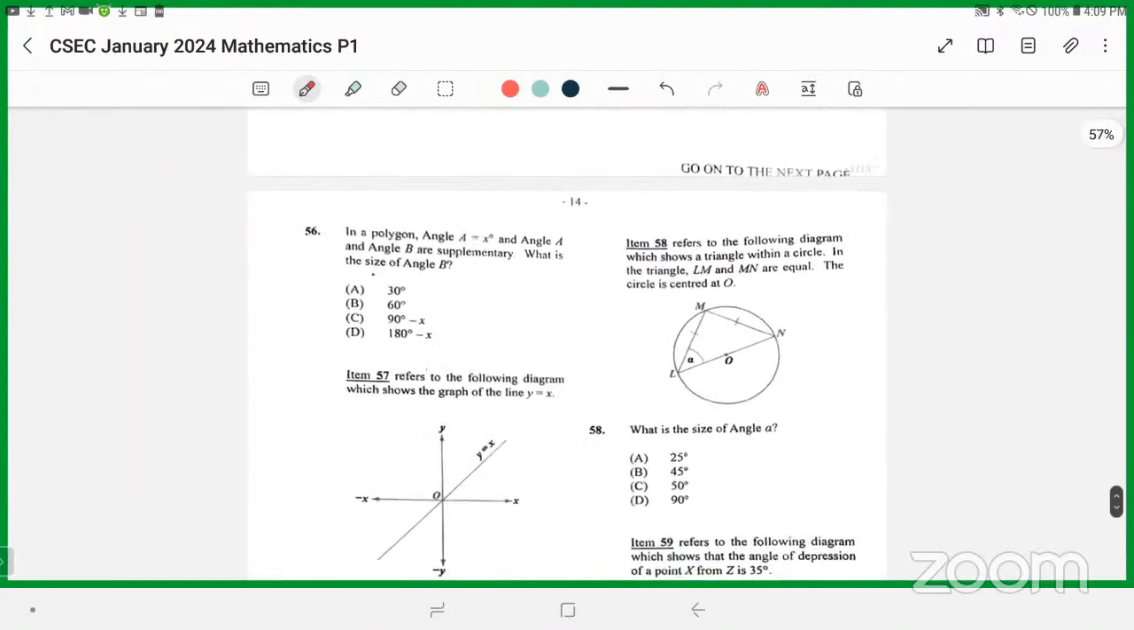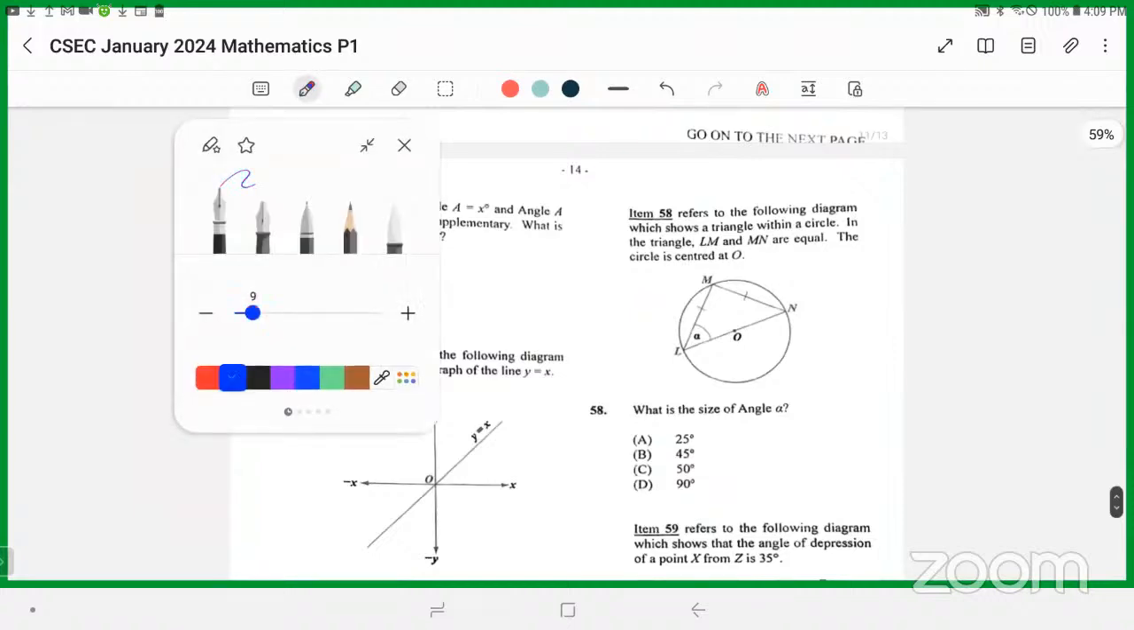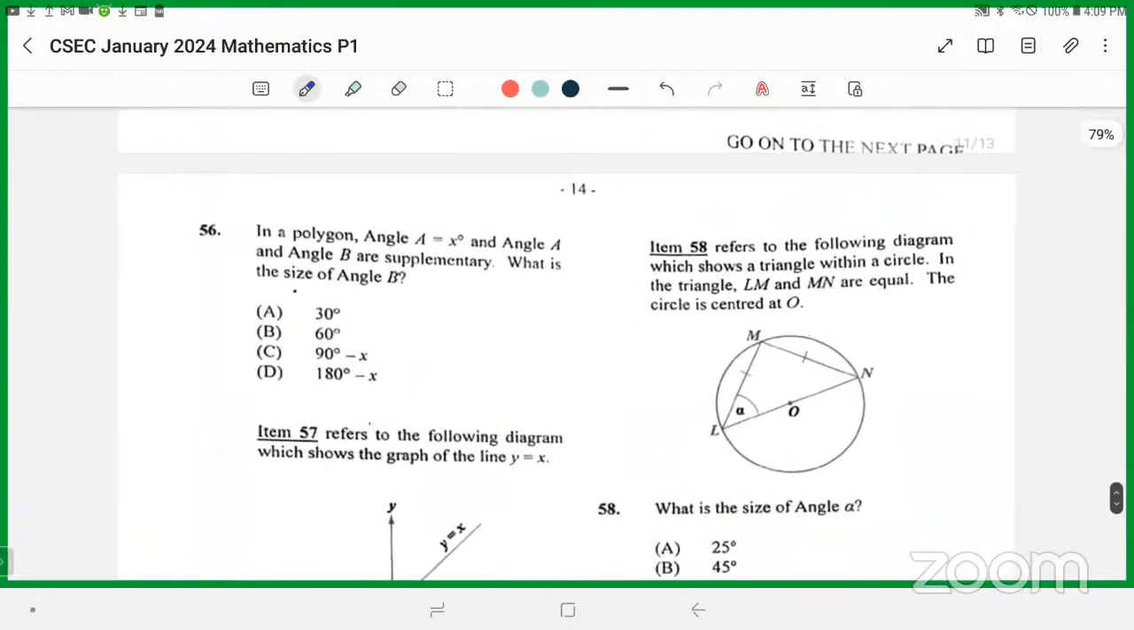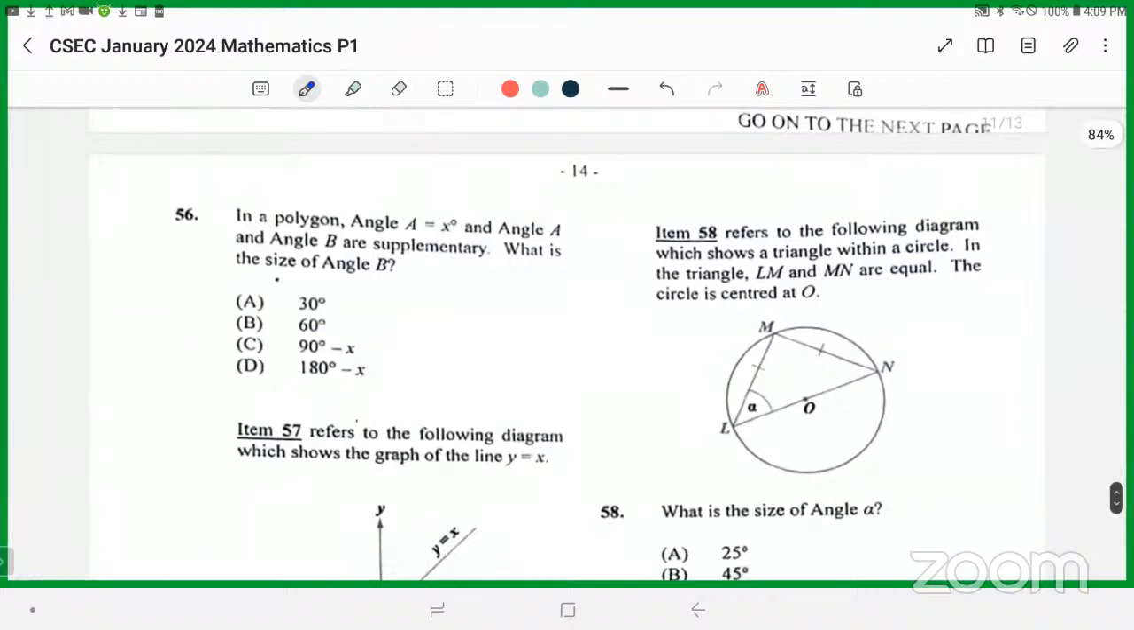Number 56 says, in a polygon, angle A is X, and angle A and angle B are supplementary. Supplementary means that they add to 180 degrees. Angle A is X, and angle A and B add to 180 degrees. The question says, what is the size of angle B? It has to be 180 degrees minus the X. See it here.